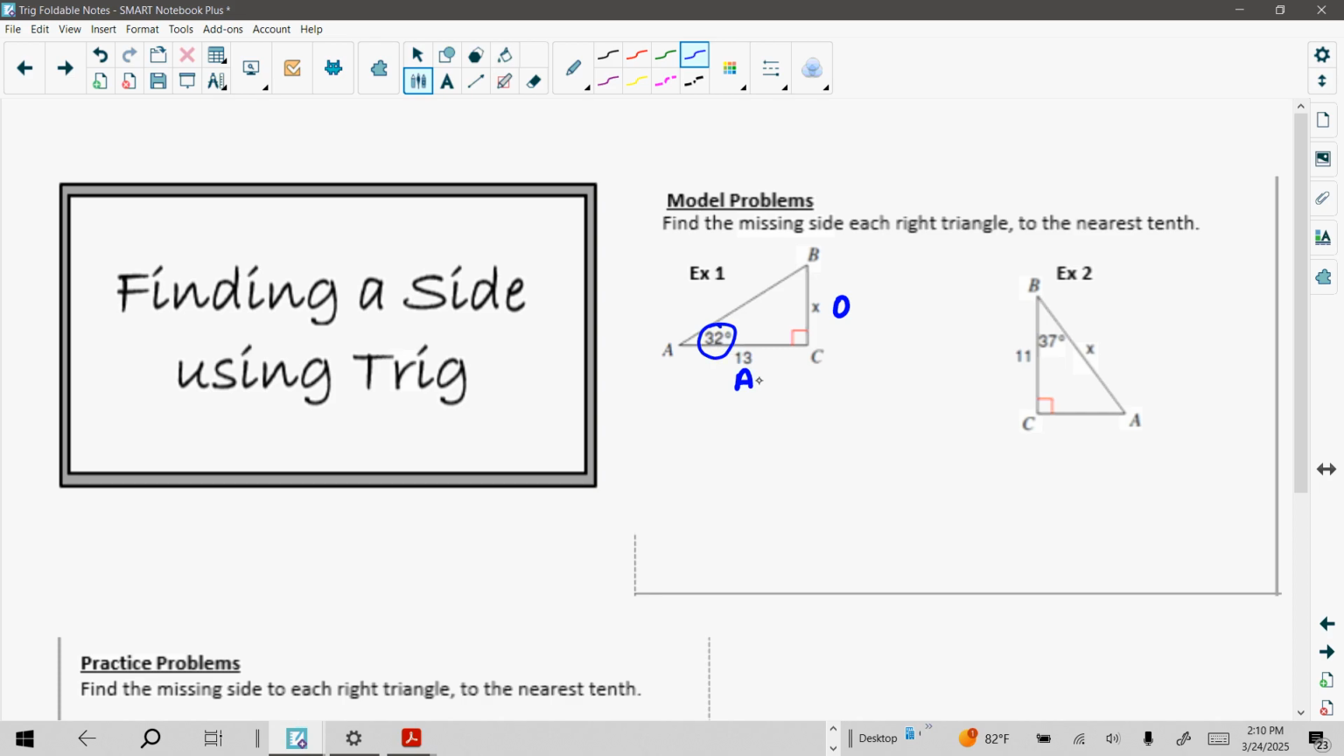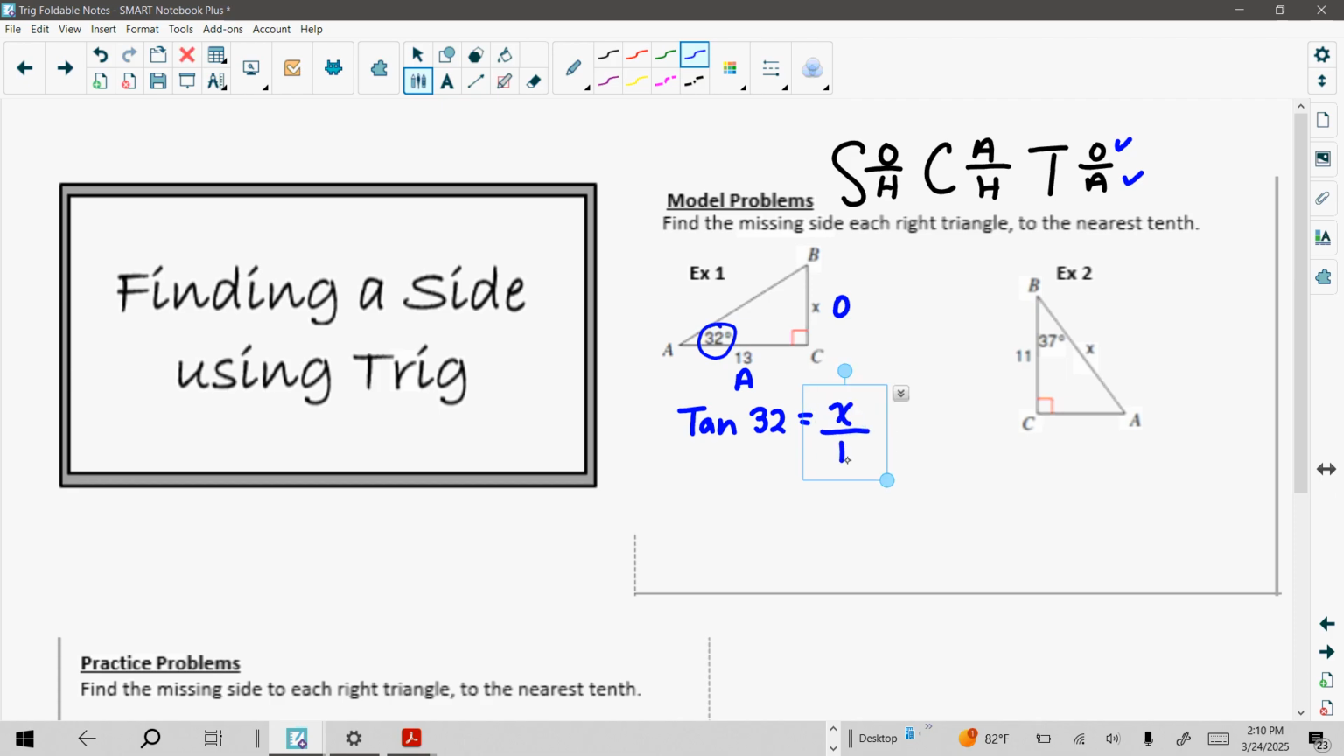So in order to write an equation to find this side, we have to determine which trig function deals with O and A. So this goes back to SOHCAHTOA: sine is opposite over hypotenuse, cosine is adjacent over hypotenuse, and tangent is opposite over adjacent. So right here, right off the bat, because I see an O and an A, that means I'm doing tangent. So you write it as tangent of the angle 32 degrees equals the opposite side over adjacent. So that is x over 13.